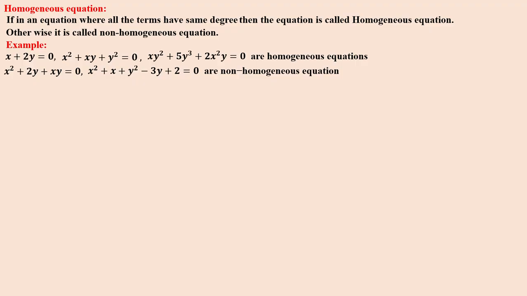For non-homogeneous, see x square plus 2y plus xy. See, the power of y is 1, but in x square and xy the power is 2. So non-homogeneous. Next, pair of straight lines.